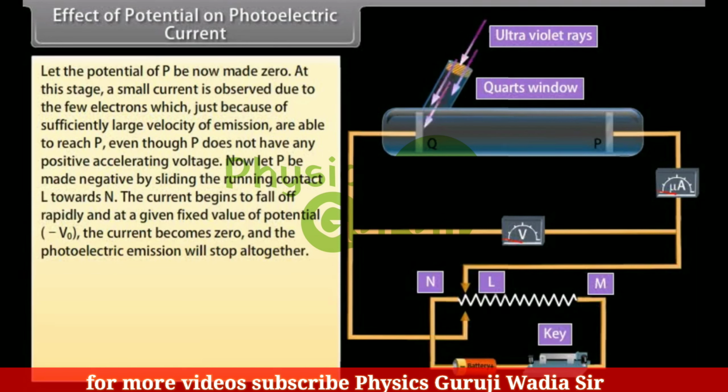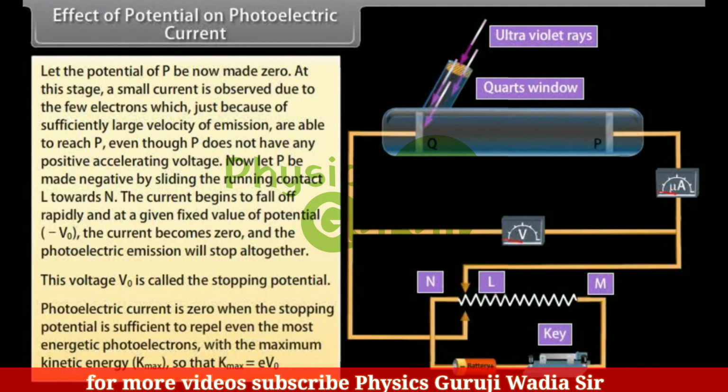The current begins to fall off rapidly, and at a given fixed value of potential, minus V0, the current becomes zero, and the photoelectric emission will stop altogether. This voltage, V0, is called the stopping potential. Photocurrent is zero when the stopping potential is sufficient to repel even the most energetic photoelectrons with the maximum kinetic energy Kmax, so that Kmax is equal to eV0.